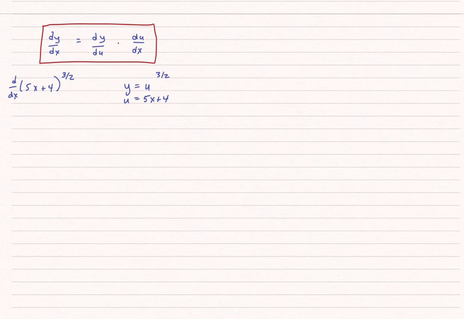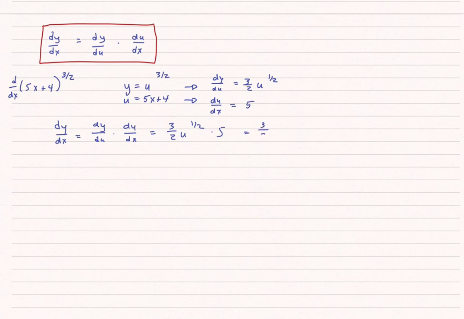So based on this rule, if I take that y and I find dy/du, that's going to be equal to 3 halves u to the 1 half. And du/dx, that looks like it's equal to 5. So that means dy/dx, which is equal to dy/du times du/dx, that's simply equal to 3 halves u to the 1 half times 5. But I can't leave it in terms of u. I have to now go ahead and rewrite that as 5x plus 4. Again, I'm not simplifying it, and that's fine. And I can leave it as 1 half instead of rewriting it as a square root. I would get the same answer if I used the previous method.